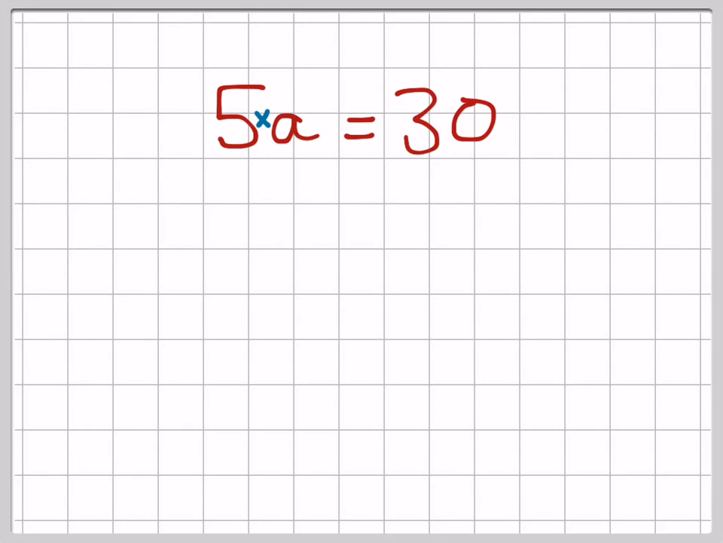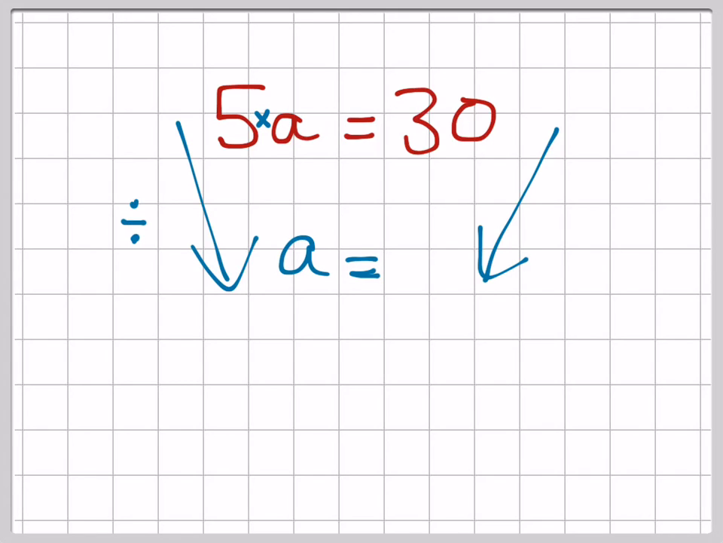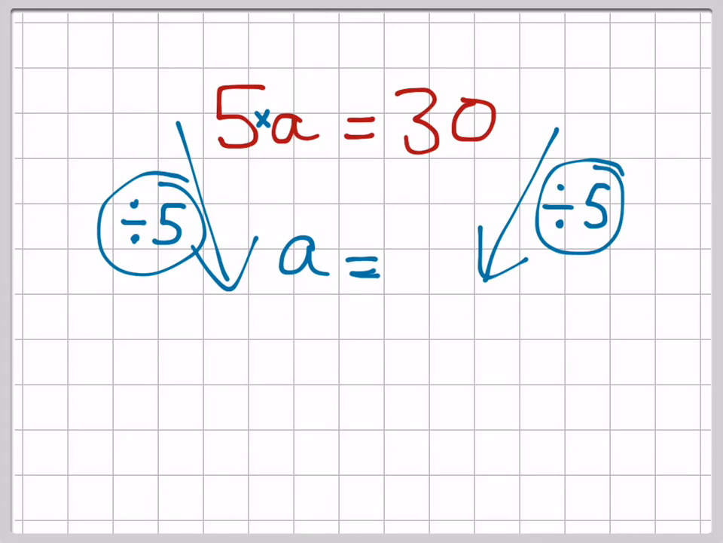Another example, 5 apples cost 30. So this is 5 times A. Let's funnel down, put our equals in the middle. We want A equals, so we've got to divide by 5, which is the inverse. We do the same over here. So 5 apples divided by 5 would just give you 1 apple. 30 divided by 5 would give you 6. The price of an apple is 6.